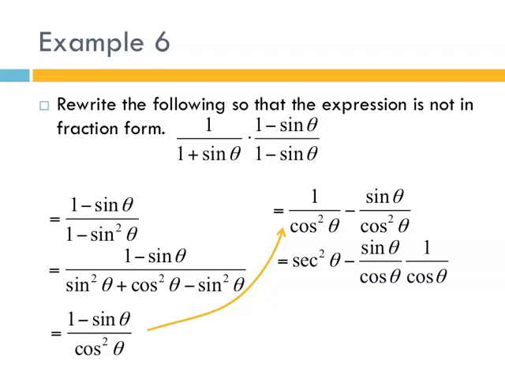So we almost have it down. The sine over cosine we know can be simplified to tangent, and then 1 over cosine can be simplified to secant by a reciprocal identity. And that's it, right? We've gotten rid of the fraction. It's no longer in fraction form. We just have it as secant squared theta minus tangent theta times secant theta.